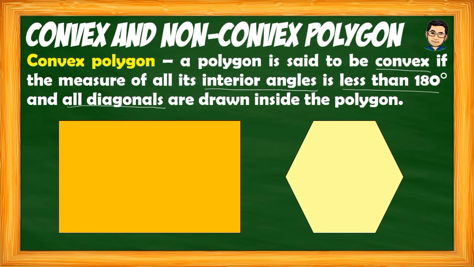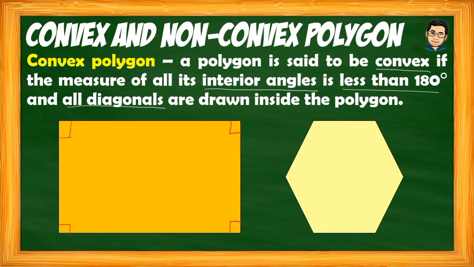Let us have an example. Okay, so, doon muna tayo dun sa interior angles. So, ito po yung interior angles ng rectangle. Ayan, yung mga nasa loob. So, lahat ng angles ng rectangle na yan ay mga right angles. And a right angle measures exactly 90 degrees. Is 90 degrees less than 180? Yes.